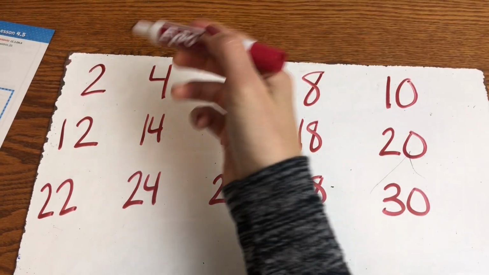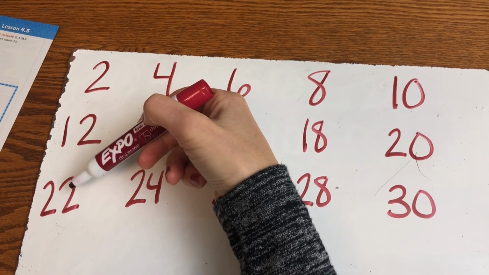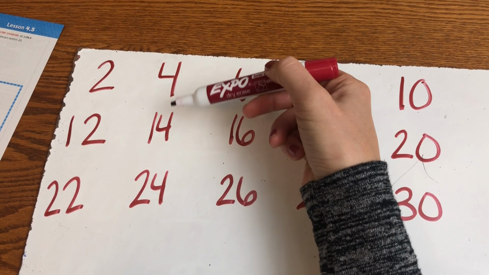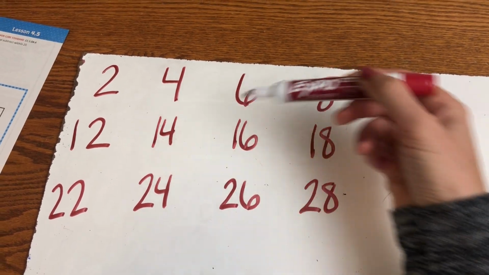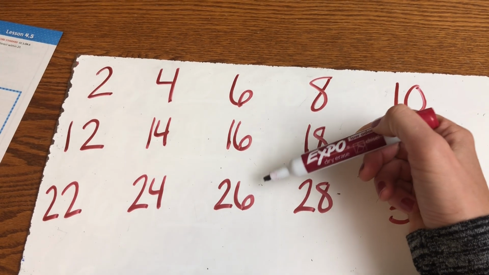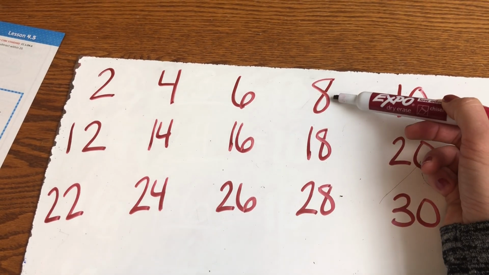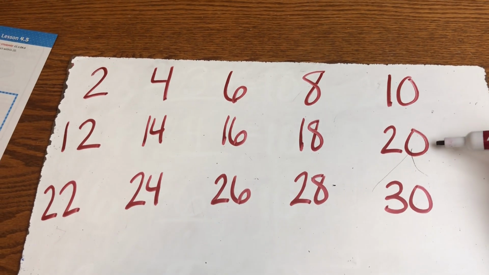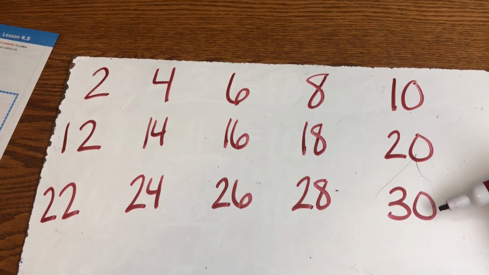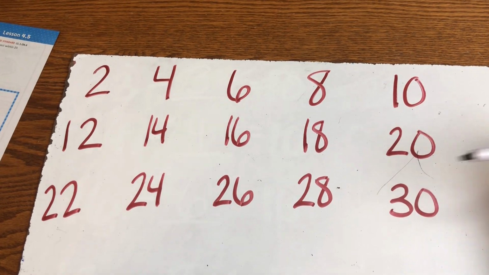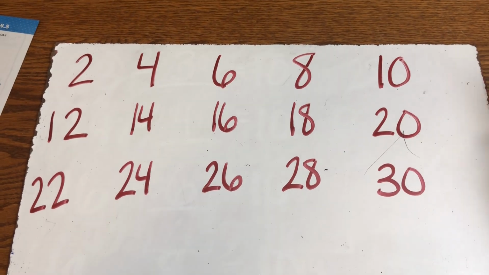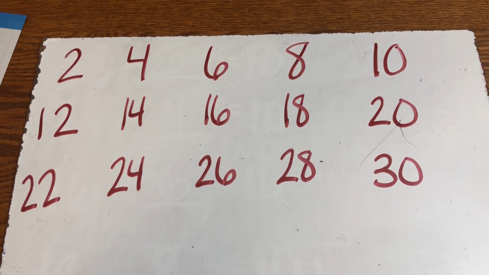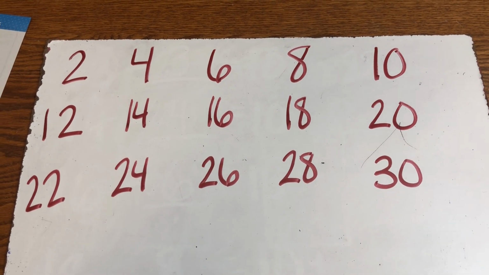Yes. You can go right down the column by tens. 2, 12, 22. Count with me. 4, 14, 24. 6, 16, 26. 8, 18, 28. 10, 20, 30. Notice how we counted by tens in each column. Isn't math fun? I love to see the patterns that form with numbers. Let's go ahead and erase that.